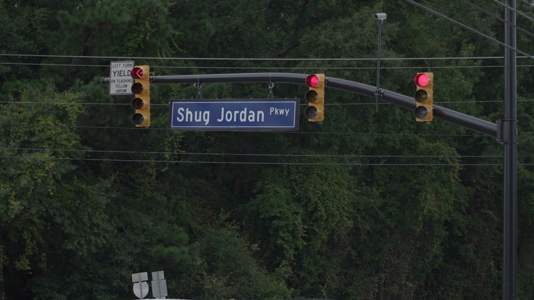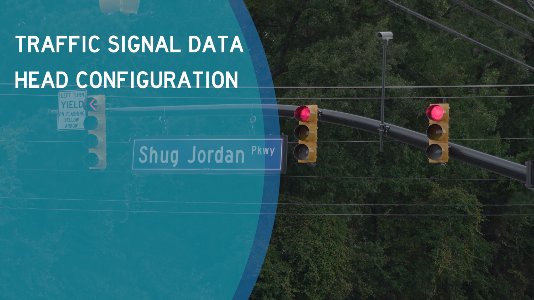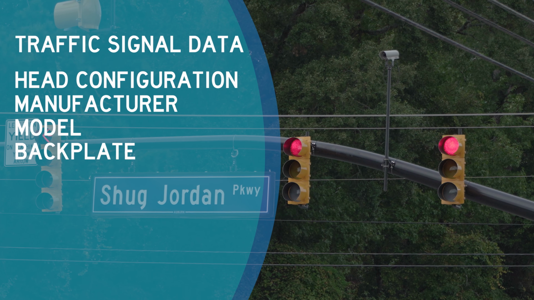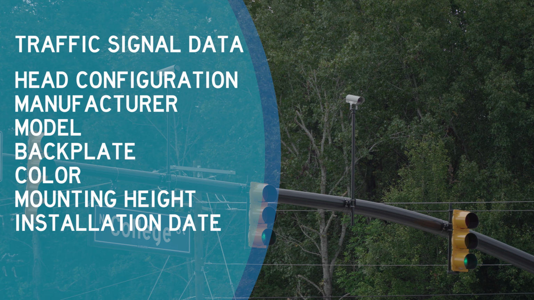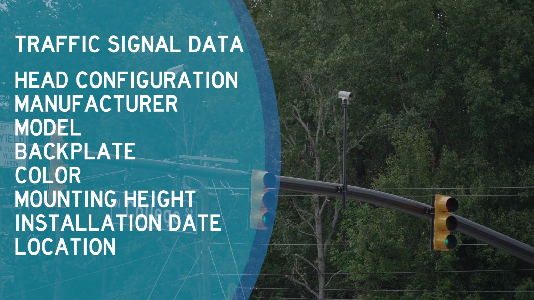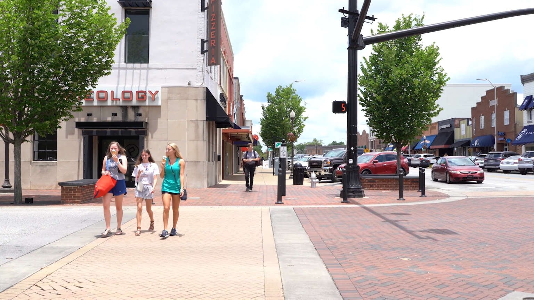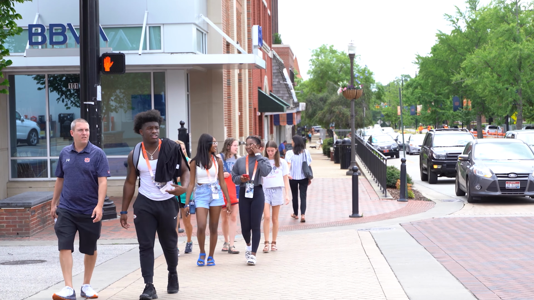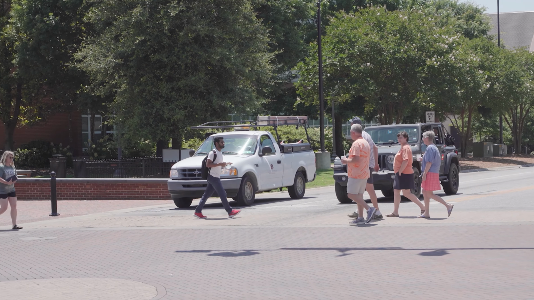Adding or editing a traffic signal requires information about the head configuration, manufacturer, model, the backplate, the color, the mounting height in feet and inches, the installation date, and the location, such as over the lane or between the lane. Adding a pedestrian signal requires the same information, but we'll also need to know if the signal is audible, the position of the signal head, and the activation type.